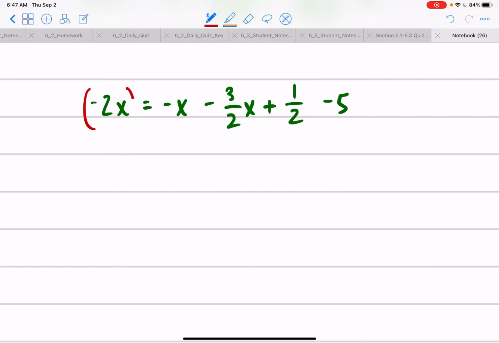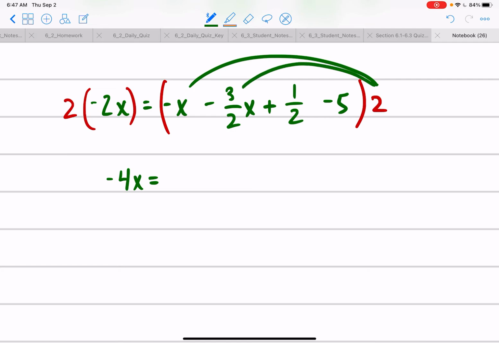So I'm going to multiply everybody by 2 to get rid of those fractions. I just don't like fractions, and you guys don't like them either. So that's the easiest way I can think of to get rid of them quickly. This 2 is going to multiply every single term in here.